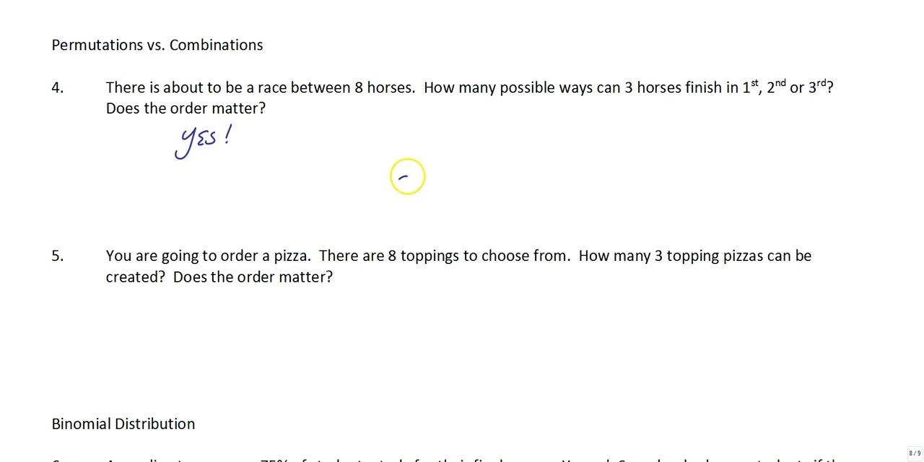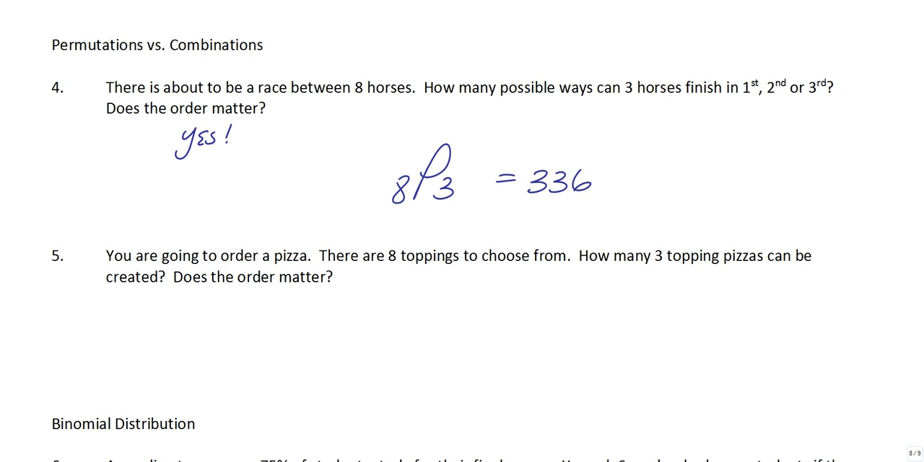So for a permutation, it's just 8 permute 3, and you just use your calculator. Under the probability menu, you have that nPr. Just make sure your n is 8 and your r is 3. And you should end up with 336.